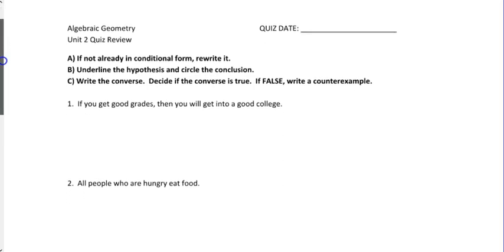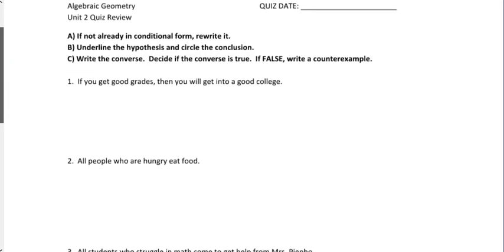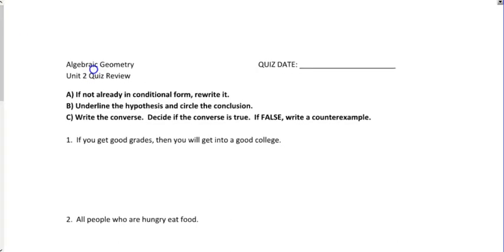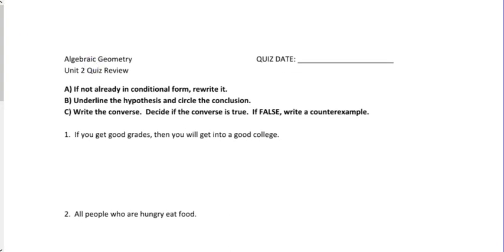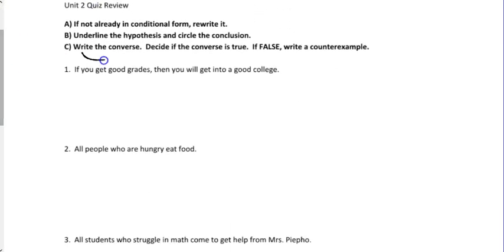All right. So, very similar to what we did in class for this lesson. We're going to do three things. If it's not already in conditional form, rewrite it. Underline the hypothesis and circle the conclusion. Write the converse, which, remember, just means switch the two parts, the hypothesis and the conclusion. Decide if that's true, and if false, write a counterexample.